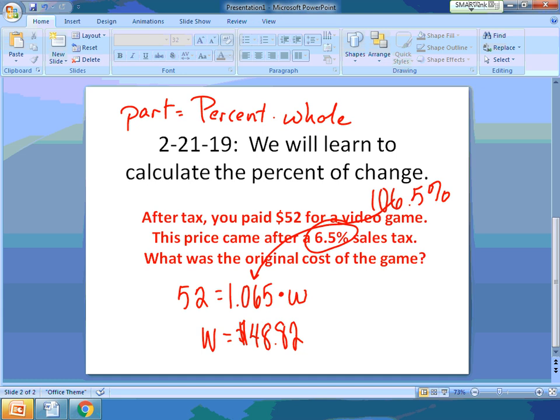Nadia's in 7th grade and already has an issue with taxes. It's only going to get worse as you get older.